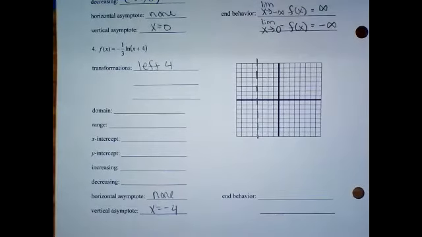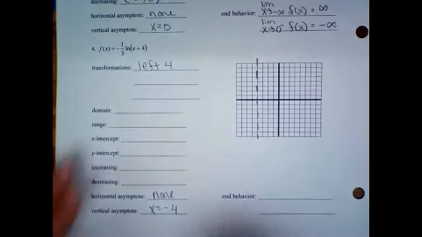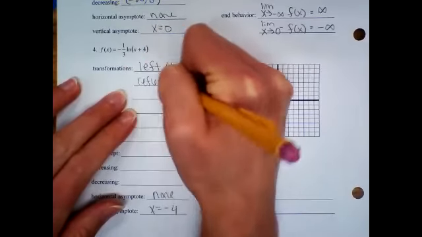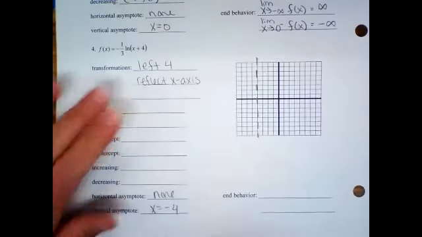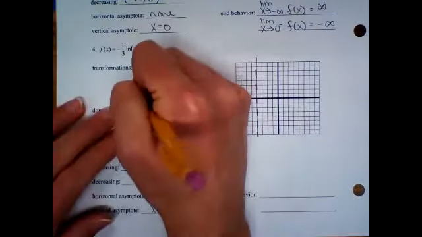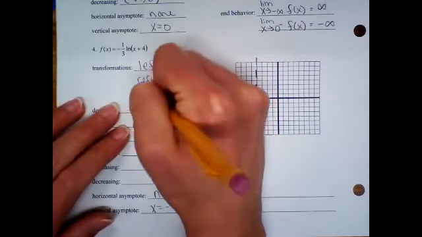All right, but there are a couple more transformations. I have 2 more blanks there. There's a negative out front. So what does that do? All right, reflect over X, good. And then there's also a 1/3 out front. That would be a vertical shrink by a third, good.